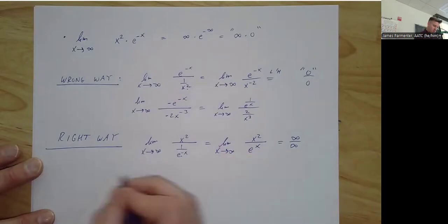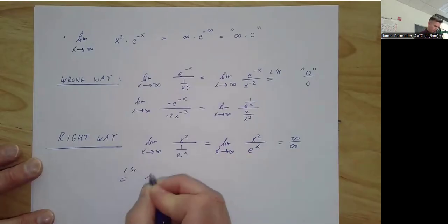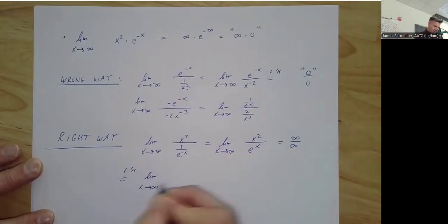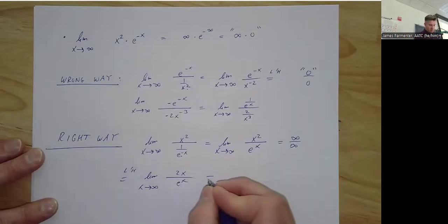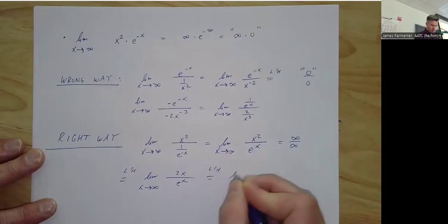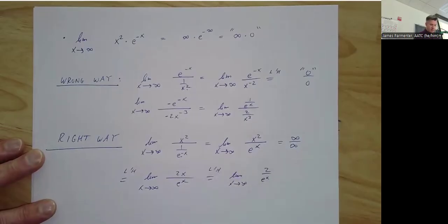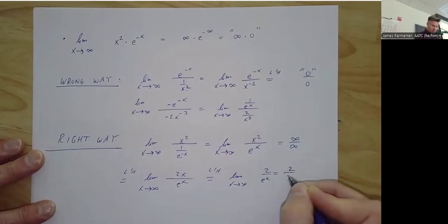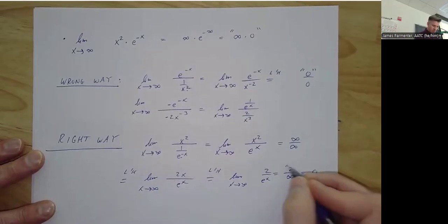So here, using L'Hopital's rule, we get the limit as x goes to infinity of 2x over e to the x. It's still infinity over infinity, so we do it again. We get the limit as x goes to infinity of 2 over e to the x, and then we can see that we're going to get 2 over something infinitely large, which is 0.